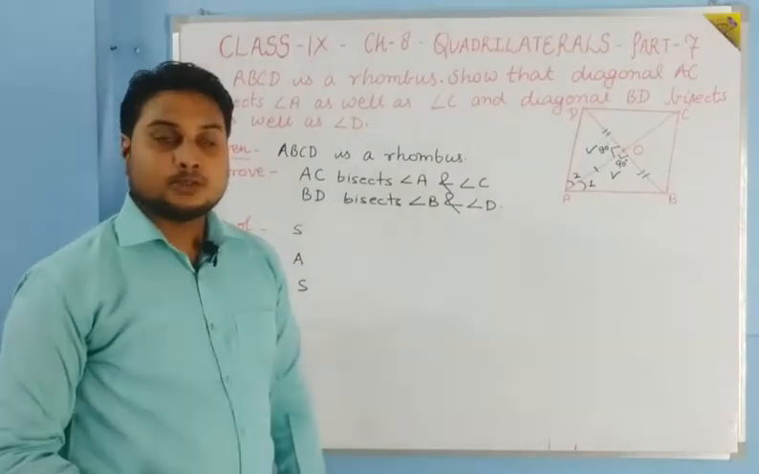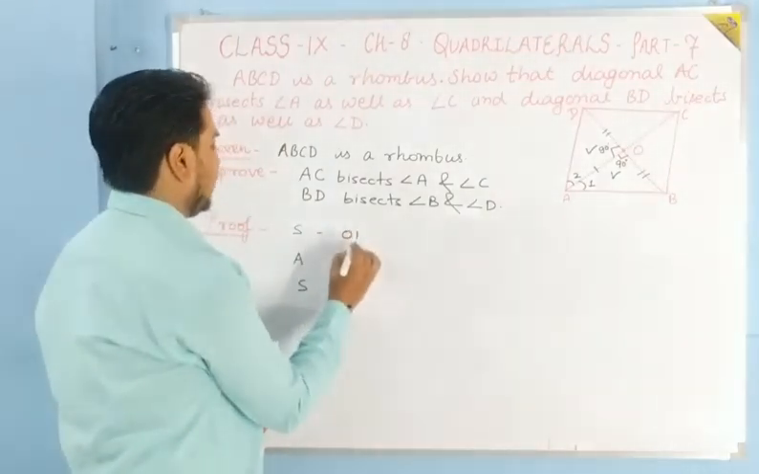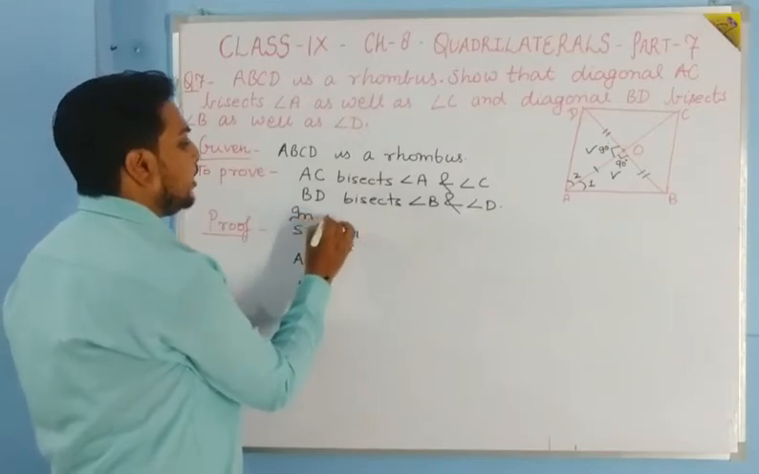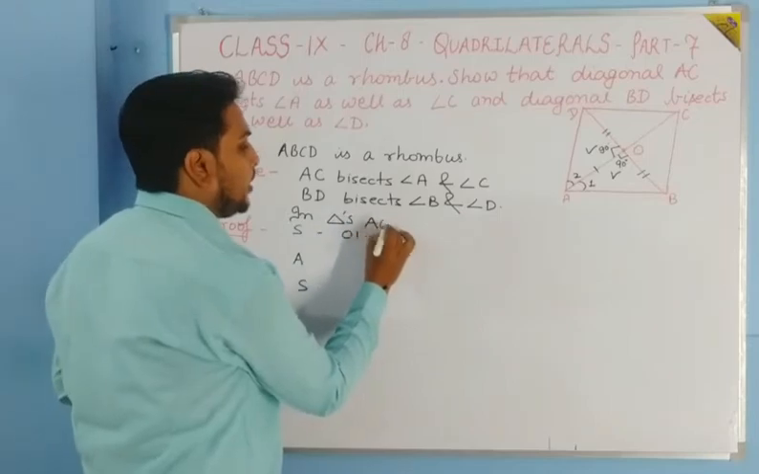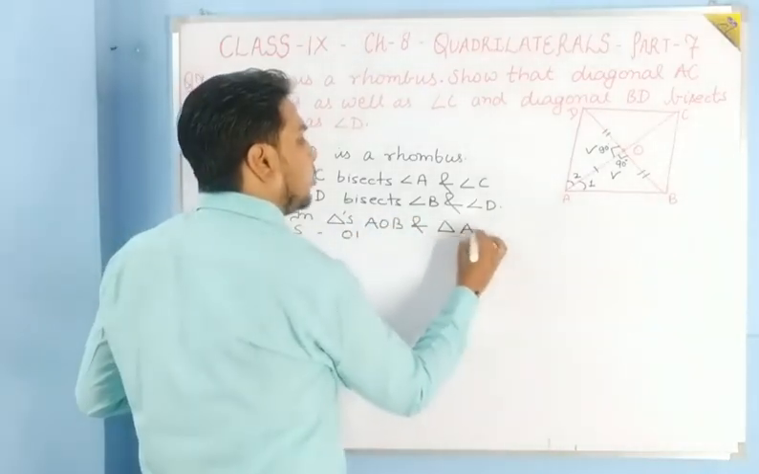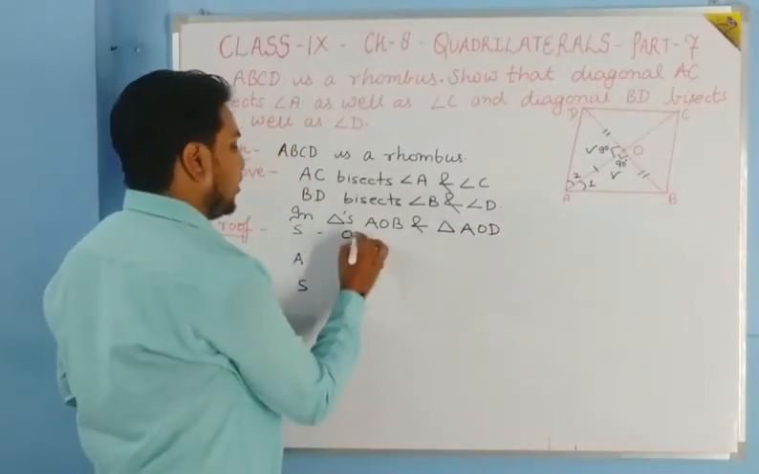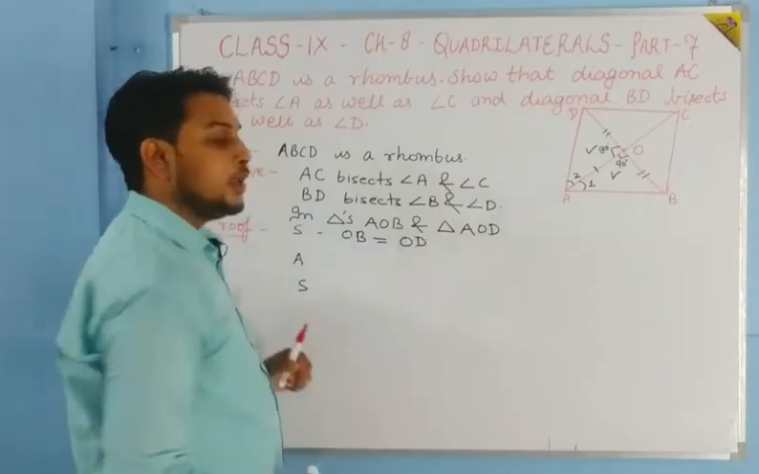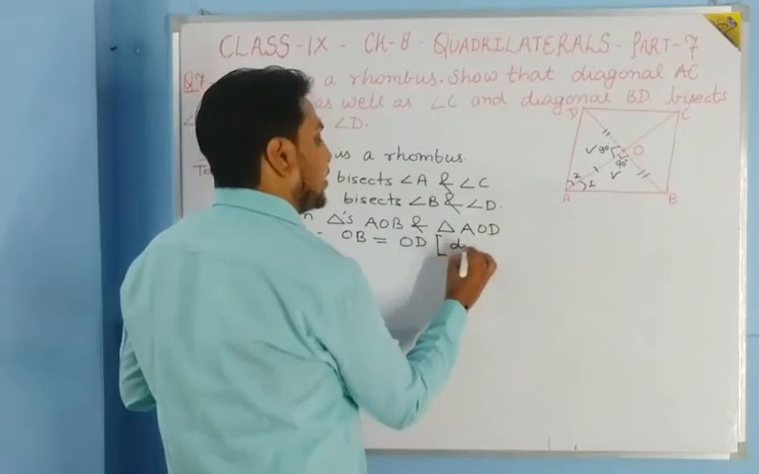So see students, firstly we will write the side OB. Firstly we will write in which two triangles we are going to see. We are going to see in triangle AOB and triangle AOD. In these two triangles, the side OB is equal to the side OD. And what is the reason behind it? That diagonals bisect each other.